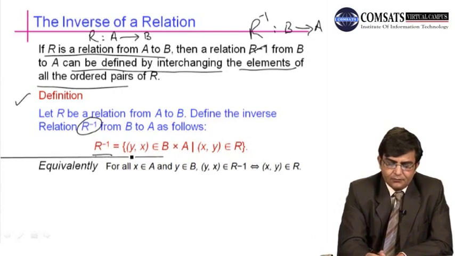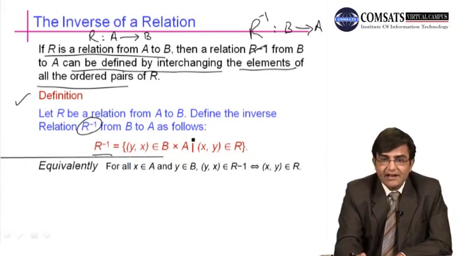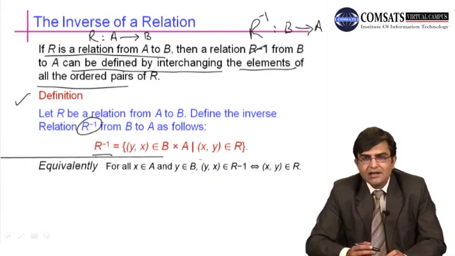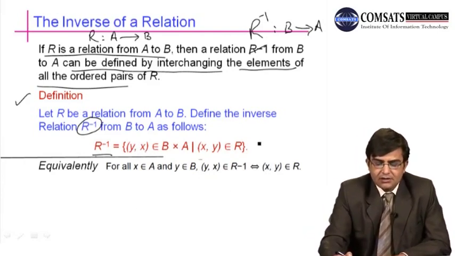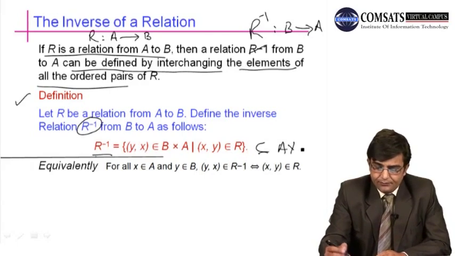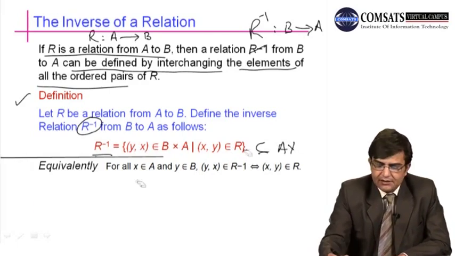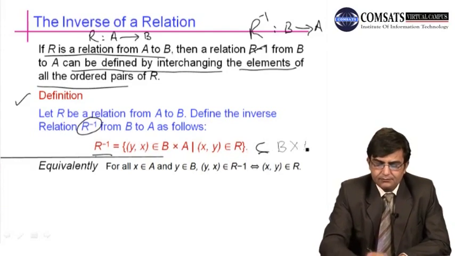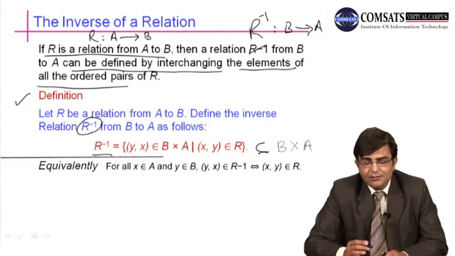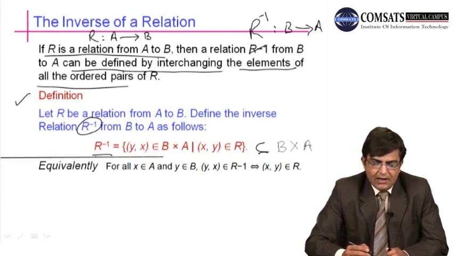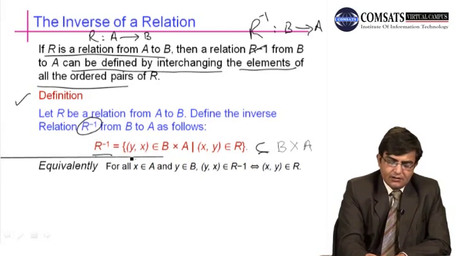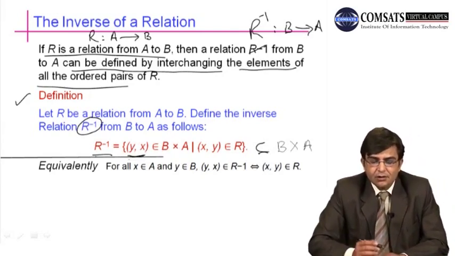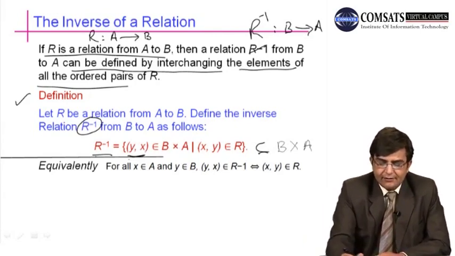This is basically the set of yx belongs to B cross A such that xy belongs to R. It means R inverse is basically a subset of the Cartesian product B cross A. So as R is a subset of A cross B, R inverse is a subset of B cross A. And any element in R inverse, which is an ordered pair yx, belongs to R inverse only if xy belongs to R.